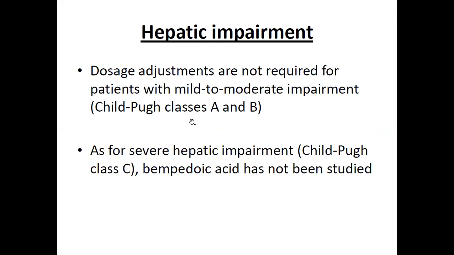Hepatic impairment, dosage adjustment is not required for patients with mild to moderate impairment, that is Child-Pugh classification A and B. In class C, this has not been studied, so we cannot comment on whether the dose should be reduced or whether it can be used in Child-Pugh class C patients. This is important.